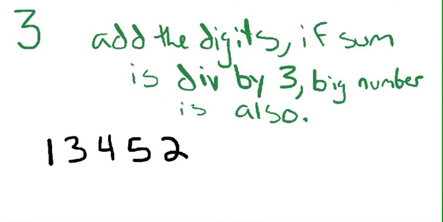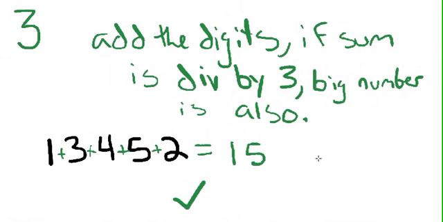Okay, the rule for 3 is we're going to add all of the digits up, and if the sum is divisible by 3, then the big number is also divisible by 3. Here's an example, 13,452. I'm going to add all of the digits, so what that means is 1 plus 3 plus 4 plus 5 plus 2 is equal to 1 plus 3 is 4, 4 plus 4 is 8, 8 and 5 is 13, and 2 more is 15. 3 does go into 15, so 3 will also go into this big number.